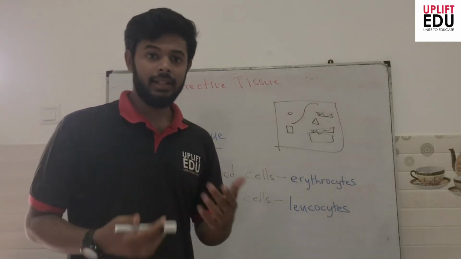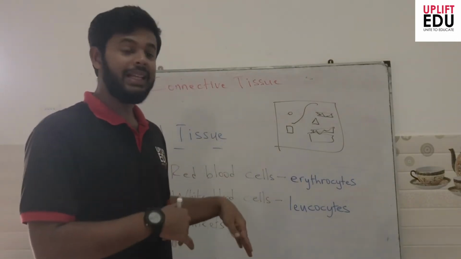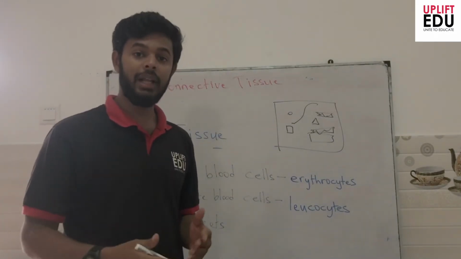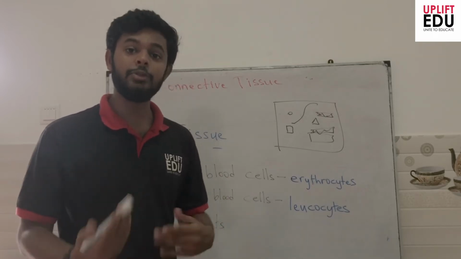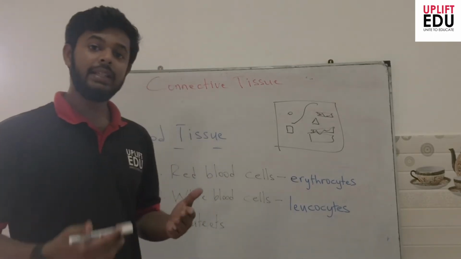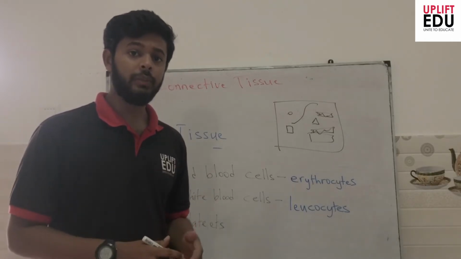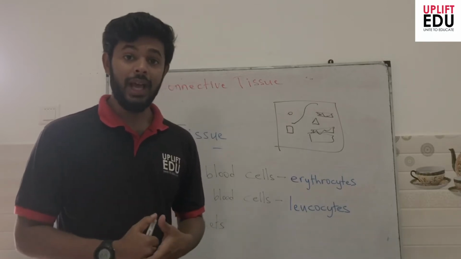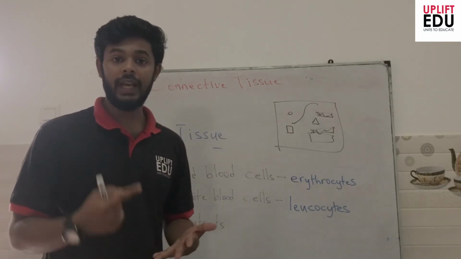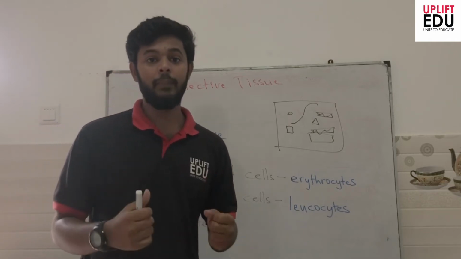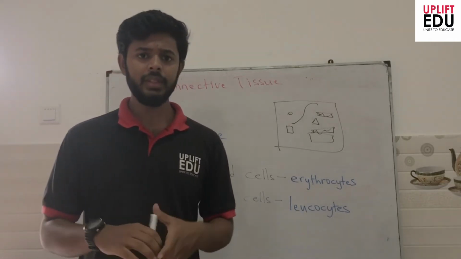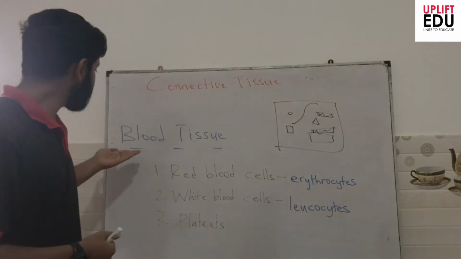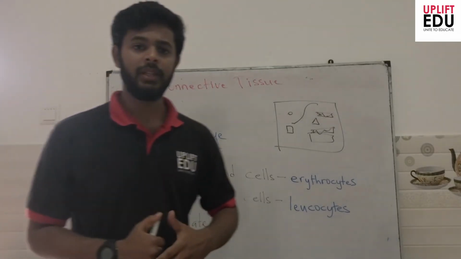Unlike in the epithelial tissue, the connective tissue contains a good supply of blood and a good nerve supply. If you consider the functions of this connective tissue, the first thing is to maintain the connection between the different organs and different tissues. And if you consider examples like bones and cartilage, it provides support to the entire body.